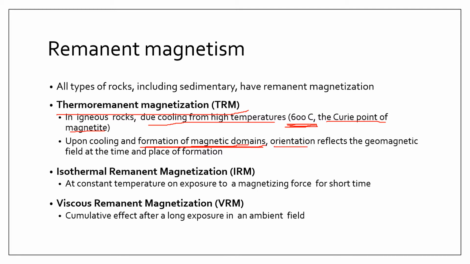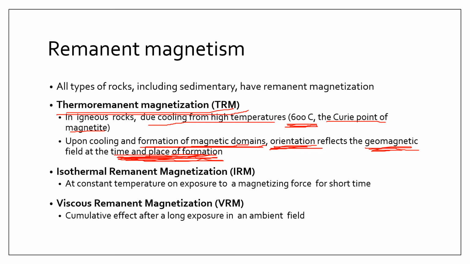And the orientation of your domains will always be a function of the prevalent geomagnetic field at that time. Okay, so it will always record a snapshot of the geomagnetic field at that moment and at that place. Okay, so remember that the Earth's magnetic field is not fixed, it's not stationary, it's always changing approximately every 500,000 to 1 million years. Okay, so as a consequence, you can expect different magnetic orientations in rocks every 500,000 to 1 million years due to thermoremnant magnetization.